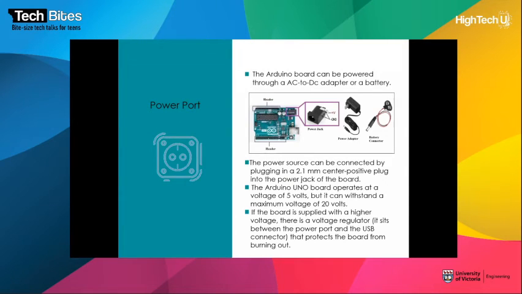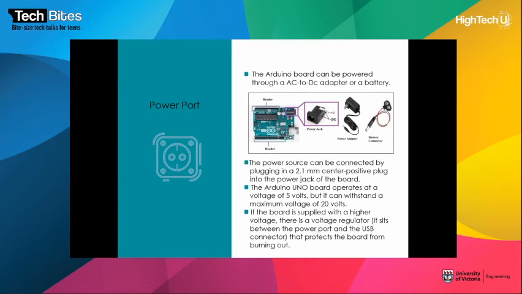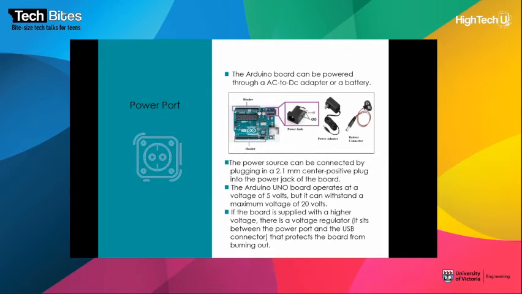The next component is the power port. The Arduino board can be powered through an AC to DC adapter or a battery. The power source can be connected by plugging in a 2.1 mm center positive plug into the power jack of the board. The Arduino Uno board operates at a voltage of 5 volts, but it can withstand a maximum voltage of 20 volts. If the board is supplied with a higher voltage, there is a voltage regulator. It sits between the power port and the USB connector and protects the board from burning out.